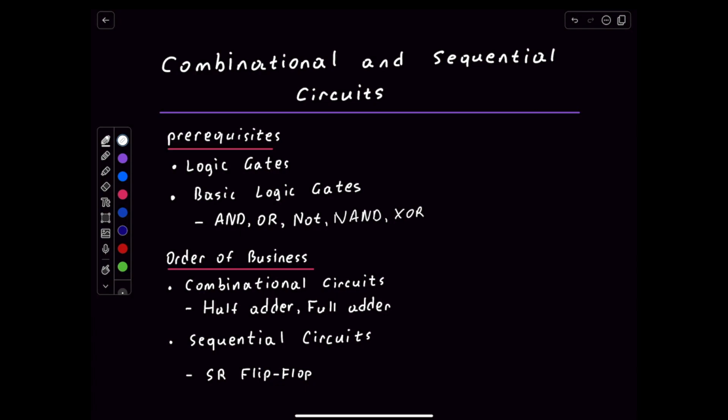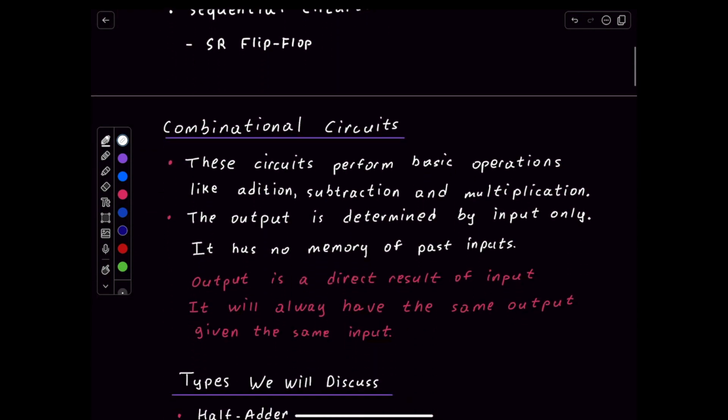I'm going to mention half-adders and full-adders. I'm also going to go deeper into how they work. We're going to look at the truth tables, and we're going to try to do some practice problems. And also, we will talk about SR flip-flops, which is the cross-coupled NAND gate, which is an actual sequential circuit. All right, let's keep going.